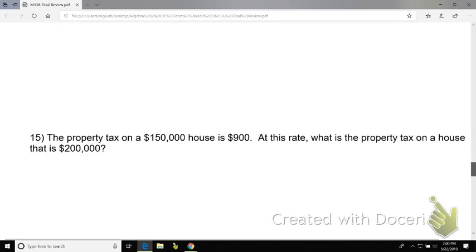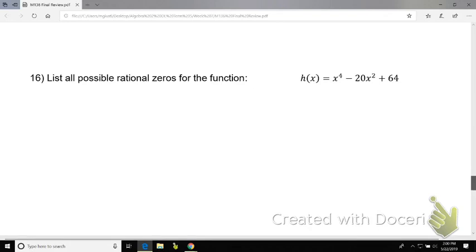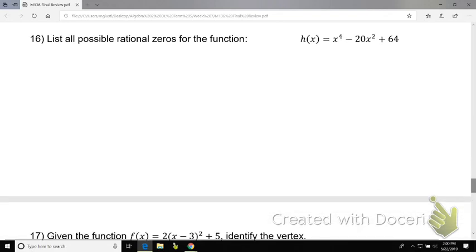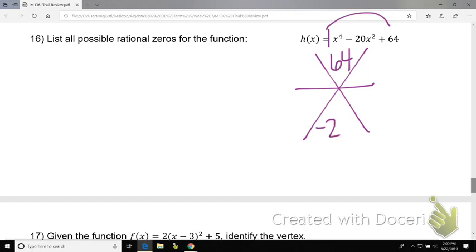It looks a little bit different because you see x to the 4th. But notice how it's x to the 4th, then x squared, and then a constant. So when you see a problem that says list all possible rational zeros, I treat this as an asterisk problem because watch. I can still do a times c, which is 64. I can still put b at the bottom.